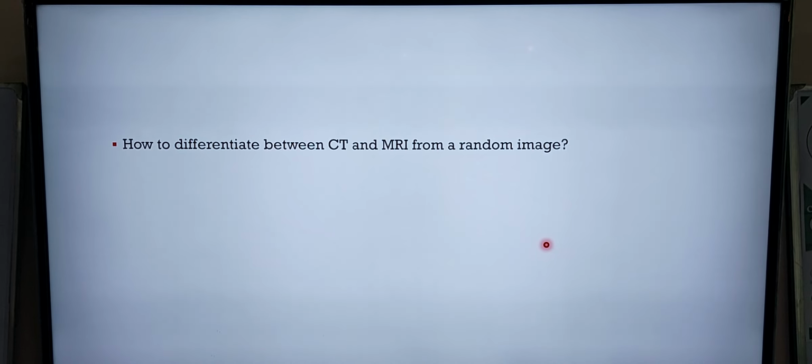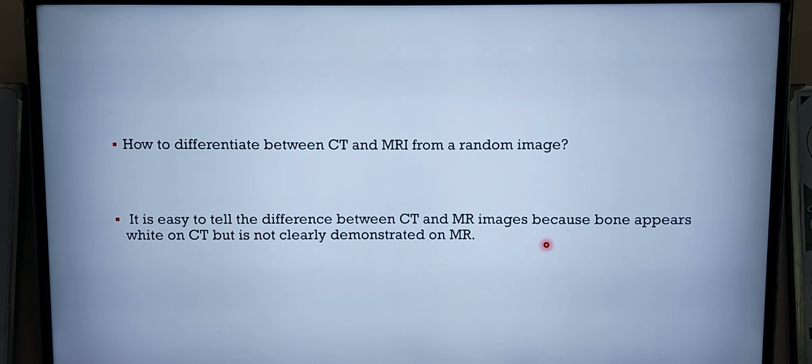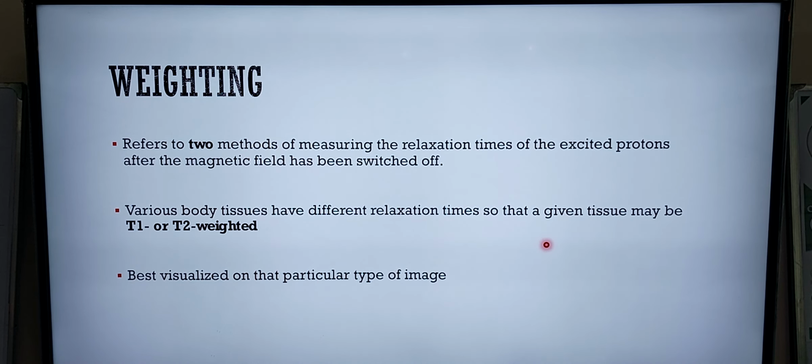So how to differentiate between CT and MRI from a random image? It is easy to tell the difference between CT and MRI images because bone appears white on CT but is not clearly demonstrated on MRI.